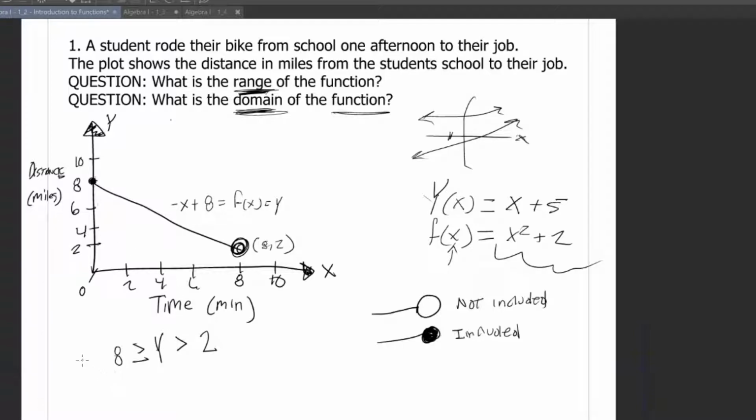Okay, and the same thing for what is the domain. Range here is equal to this. The domain is all the x values of this function. So looking at the x-axis, which is time, we have 0. The x is including 0 and does not include 8. So we would say x is greater than or equal to 0, but less than 8. It does not include 8, again, since this is a circle and it's not filled in.